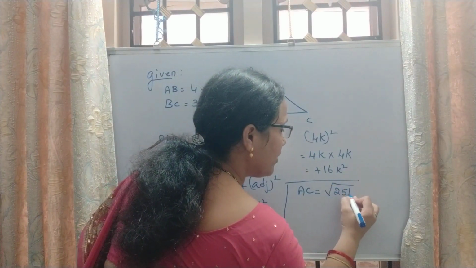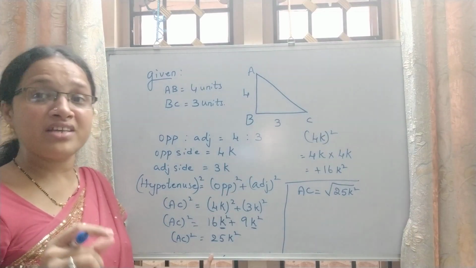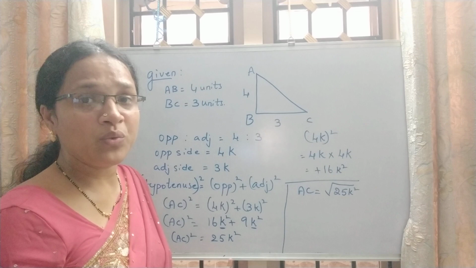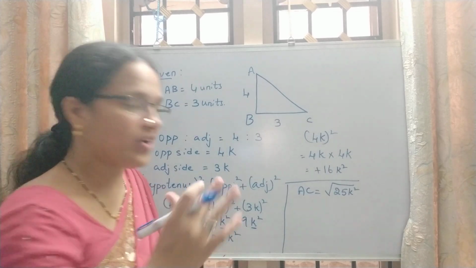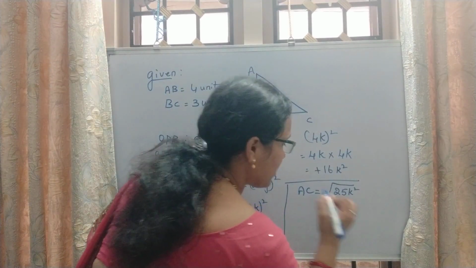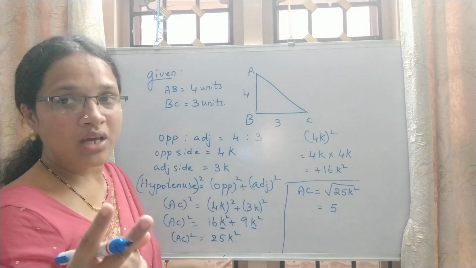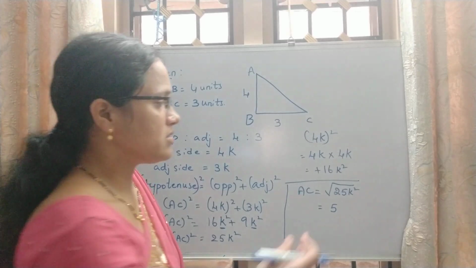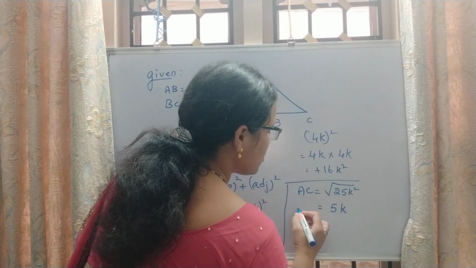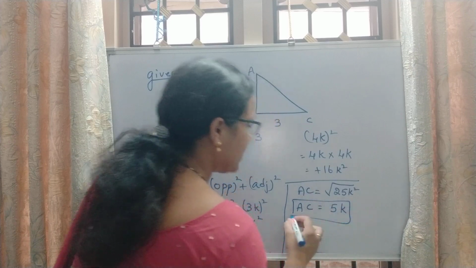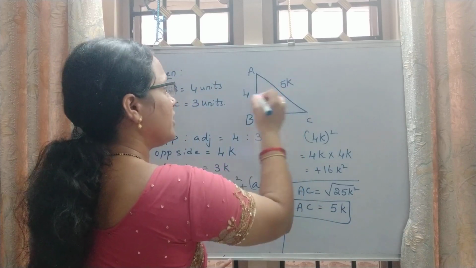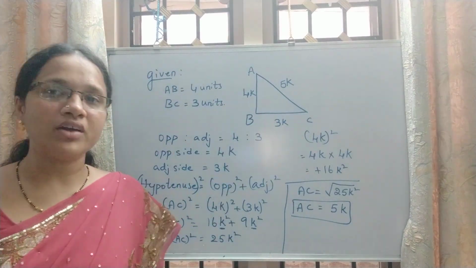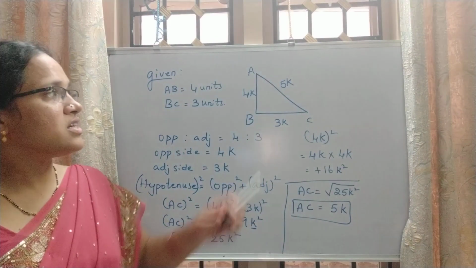of 25k square. As 25 is a square number, it can easily come out of the square, yes or no? 25, how can you write 25? 5 into 5. So 5 into 5, so one 5 comes out. When any number is repeated two times in the square root, you can bring it out once, yes or no? Did you recollect that? Yes. Now k square, so one k comes out. So what is the side of AC? It is nothing but 5k. So this is 4k and this is 3k. So did you understand how to find the unknown in the third one? Yes, children? Yes. So 5k.